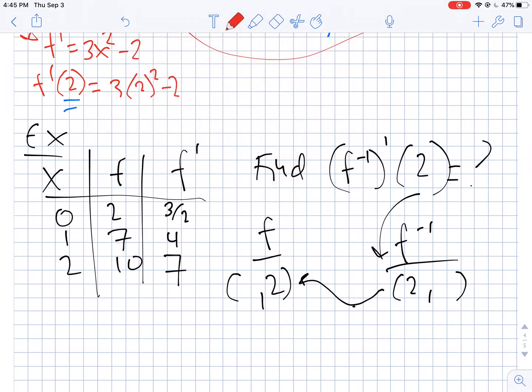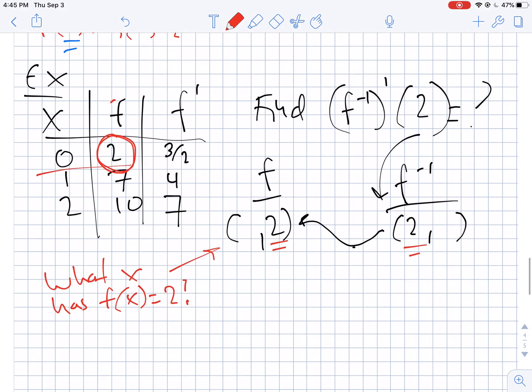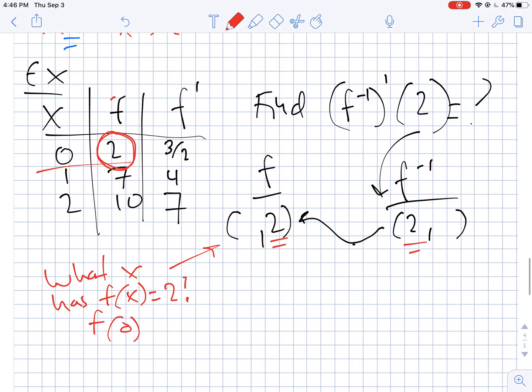So the question we ask ourselves here is, maybe I can figure out what this point is. So what x has a value of f of x equal to 2? So I'm going to look at my table. Where's f equal to 2? Oh, it's right here. Again, 2 is an x value on f inverse, which means it's a y value on f. So I look at that point in the table, and I realize that f of 0 is equal to 2, which means this point is (0, 2). On the inverse, it's (2, 0).